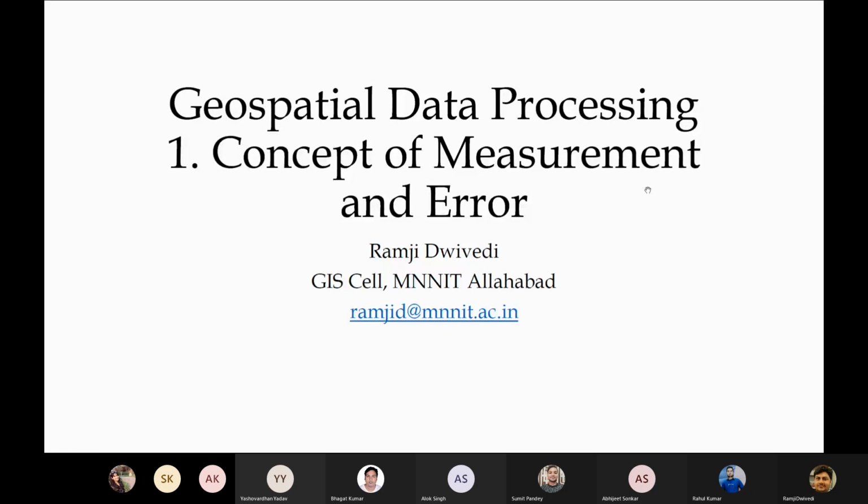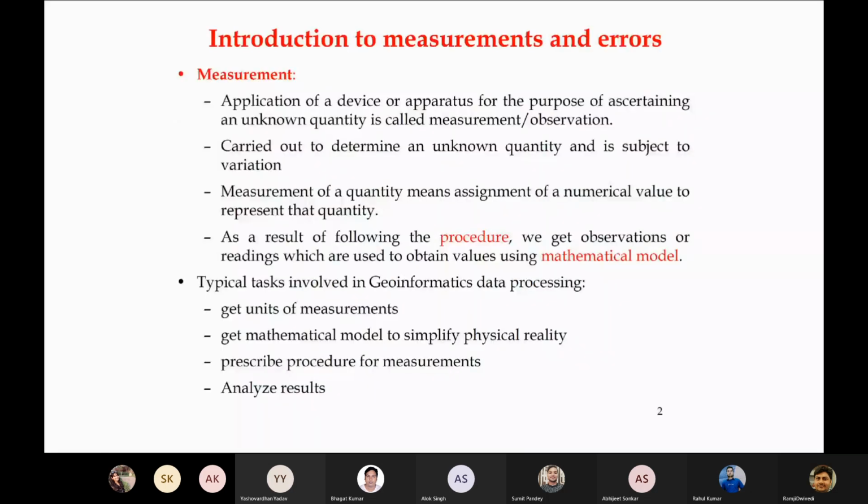When we talk about the introduction to measurements and errors, what is measurement? What are we getting in terms of measurement? The application of a device or operators for the purpose of ascertaining an unknown quantity is called measurement and observation. If you have to find out the area, the length, the width, or the angle, what do you need? You need a device. If you do not have a device, how would you measure an angle? So the application of a device or apparatus for the purpose of ascertaining an unknown quantity is called measurement. And that is also interchangeably called observation. So measurement and observation are interchangeably used in the books and in the literature also.